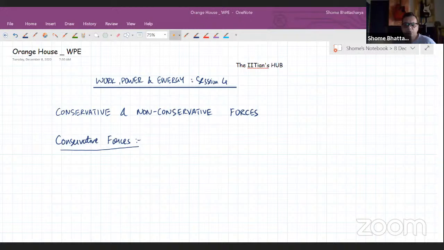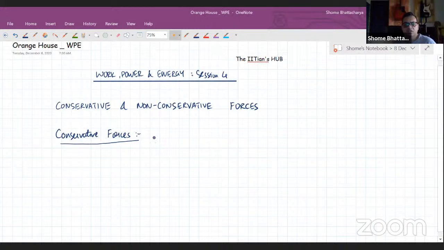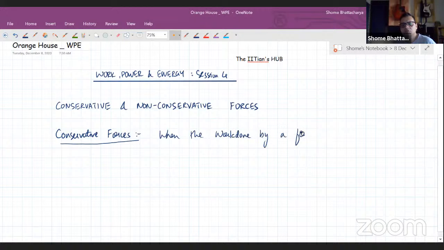But we'll discuss it again, don't worry. Okay. So conservative forces are forces when the work done by a force is path independent. It is a conservative force.